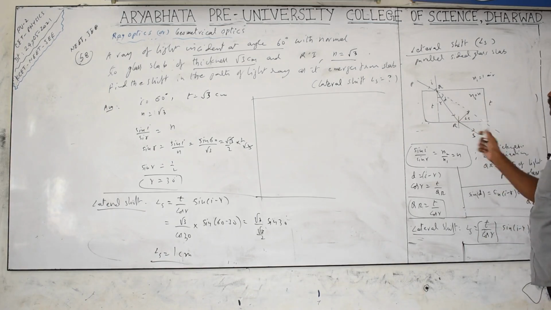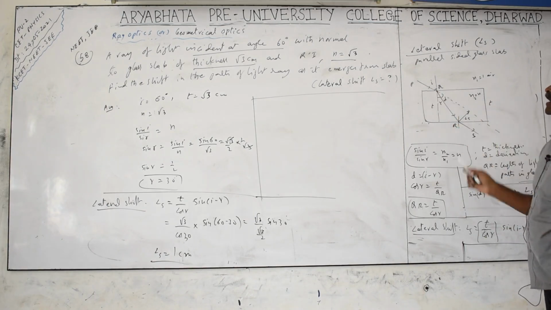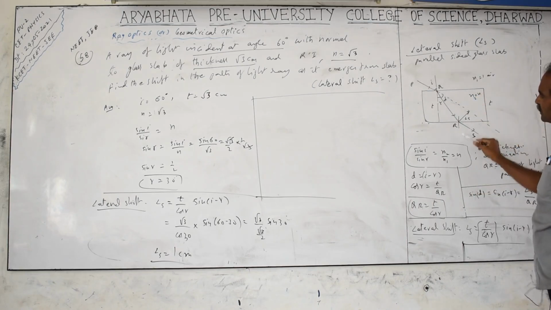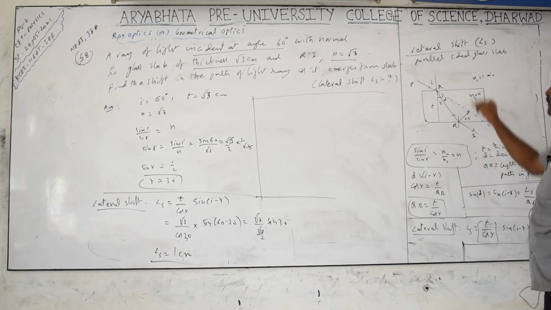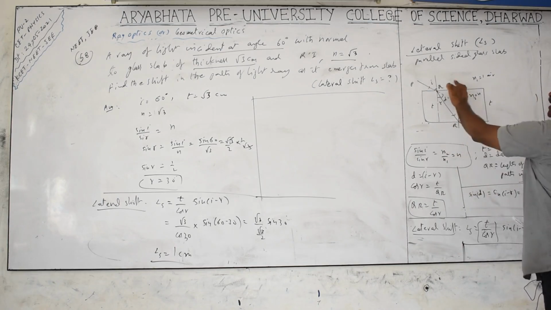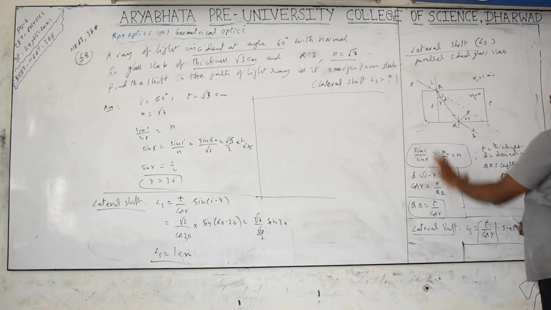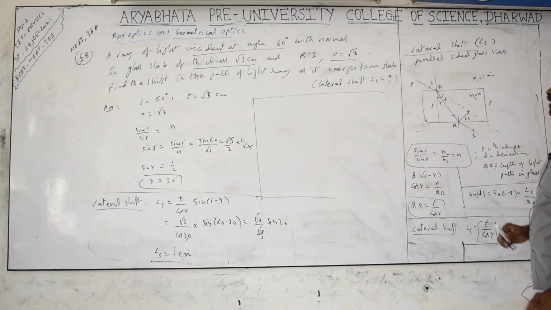They will ask you this: RS is parallel to PQ for what condition? The condition is that the incident medium and final emergent medium should be the same. If this is air, this should be air. If this is water, this should be water. This can be glass or whatever you take. These two mediums are the same, then RS is parallel to PQ. One condition.